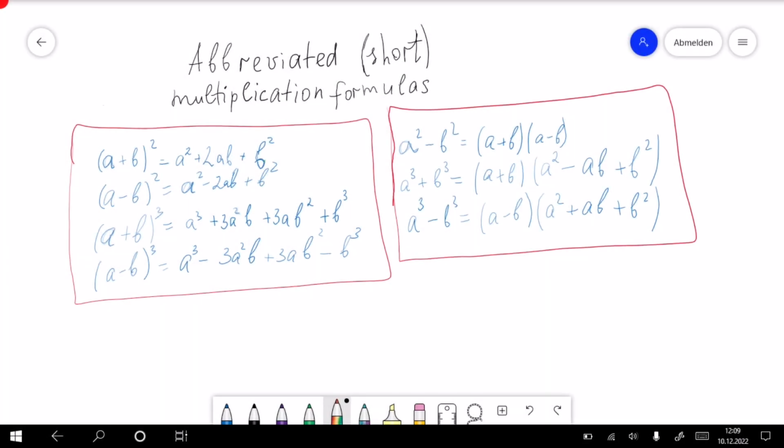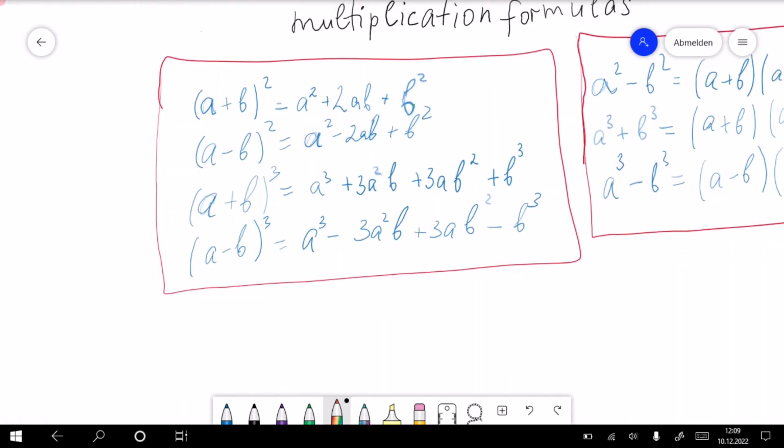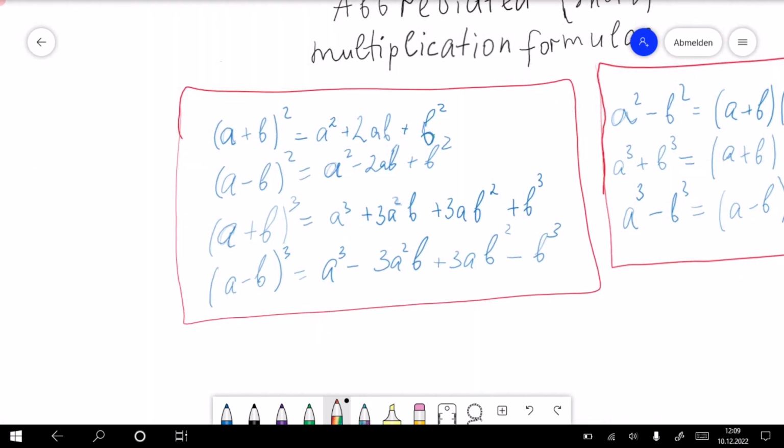Hello guys, today I want to talk about abbreviated multiplication formulas, or short multiplication formulas. I divided them into groups. Later I will explain why. But let's start with the first four formulas.